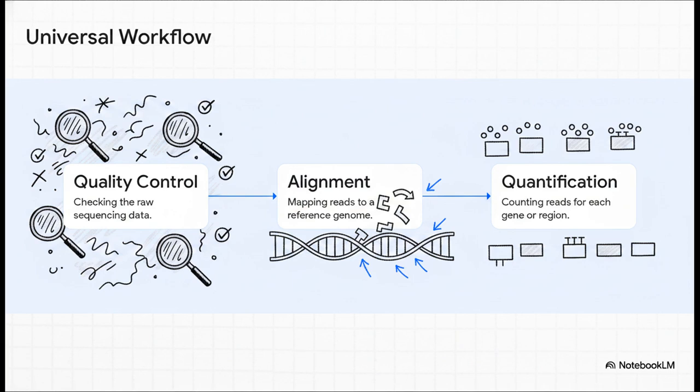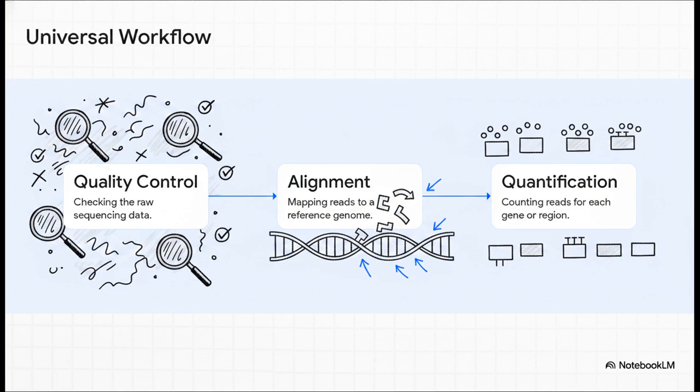Okay, so this is what we call the universal workflow. It's basically the foundation for everything that comes next. Step 1 is quality control. I mean, it makes sense, right? If your raw data is junk, your results are going to be junk. Garbage in, garbage out. Then comes alignment. This is that giant jigsaw puzzle I mentioned. We're taking all those tiny reads and mapping them back to a reference genome to see where they fit.